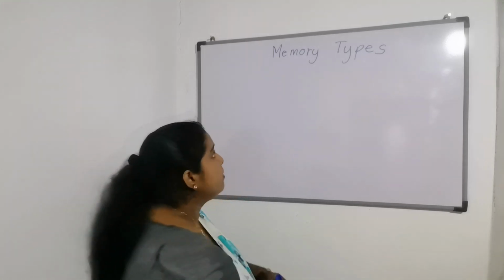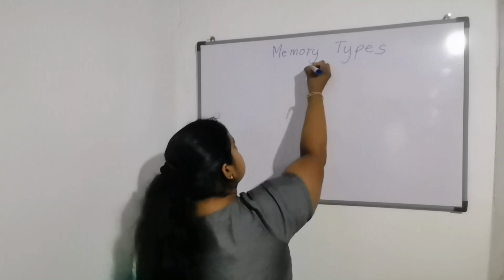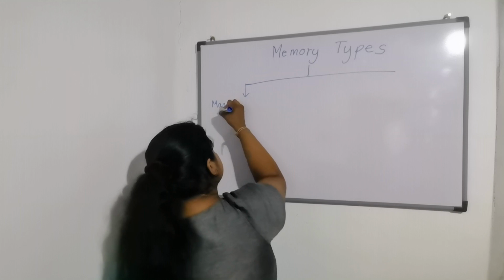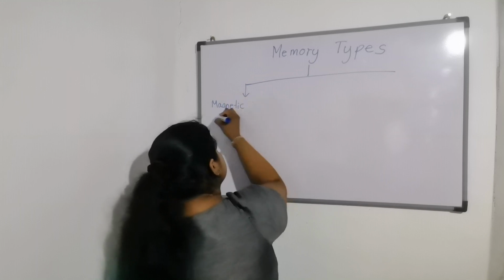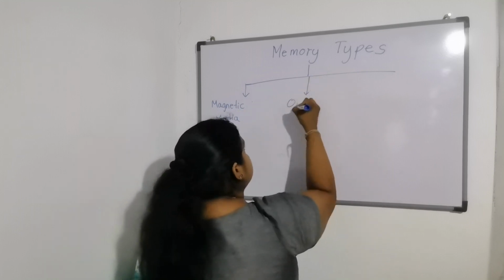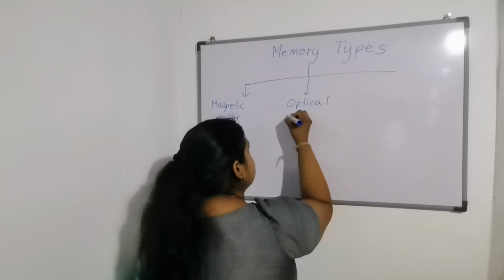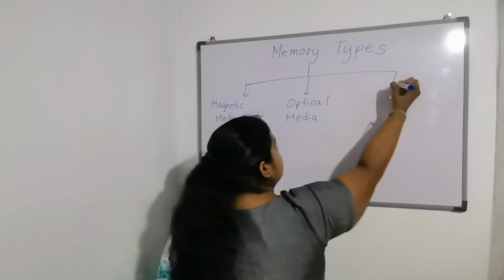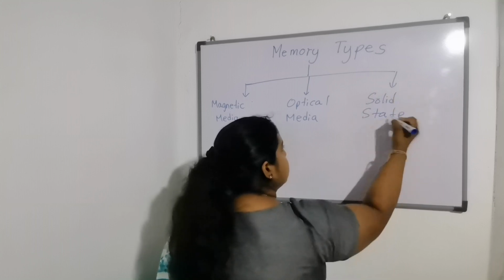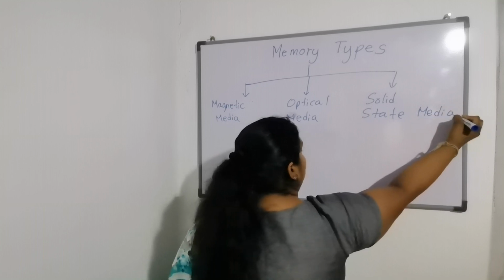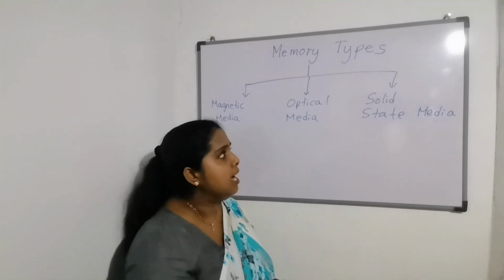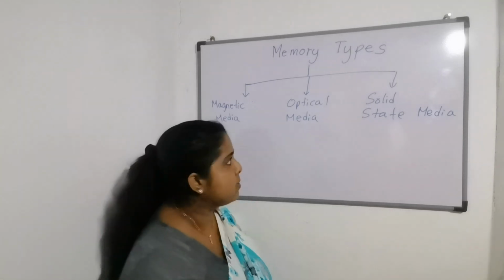That is magnetic media, optical media, and solid state media. Or else we can say magnetic storage devices, optical storage devices, and solid state storage devices.